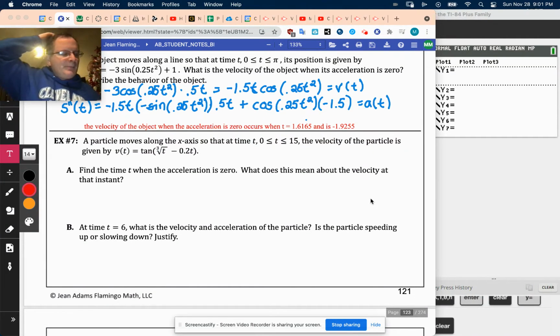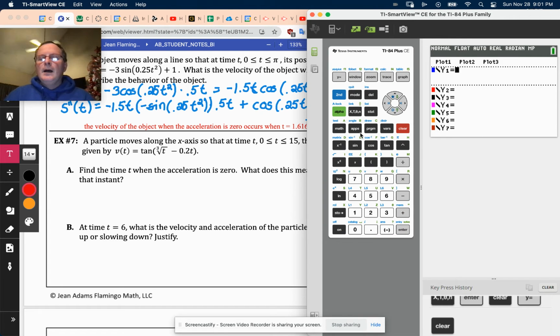Okay, hey, example 7, I'm doing it completely on the calculator, completely. All right, we got from 0 to 15, and we're given velocity, and it asks when acceleration is equal to 0. Now, hold on. If acceleration is equal to 0, that means that's the slope of the velocity curve. I want to know when that's equal to 0. Your calculator will tell you that. All right, so here we go.